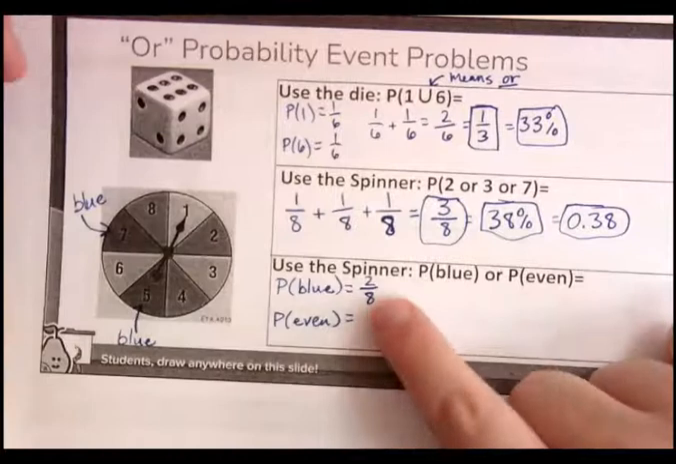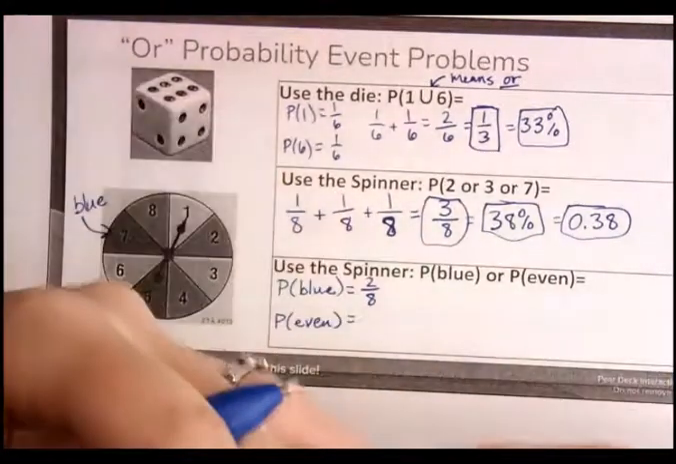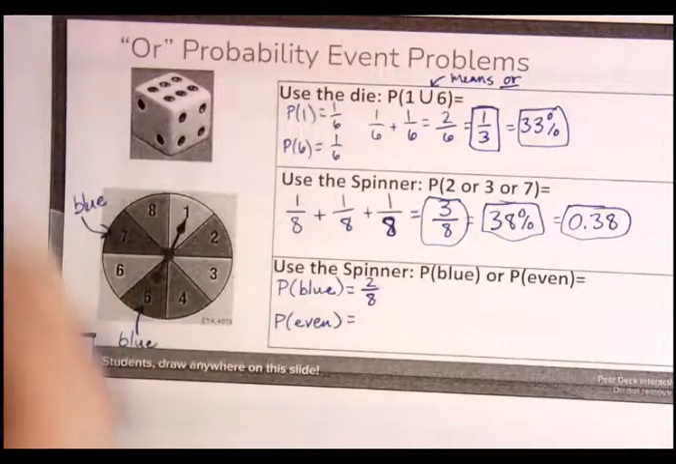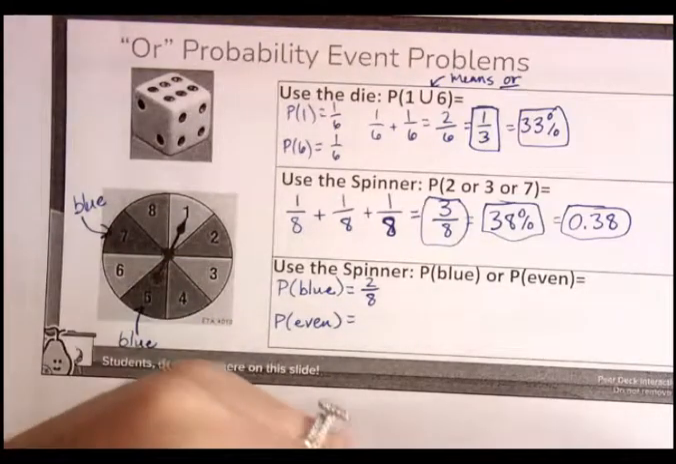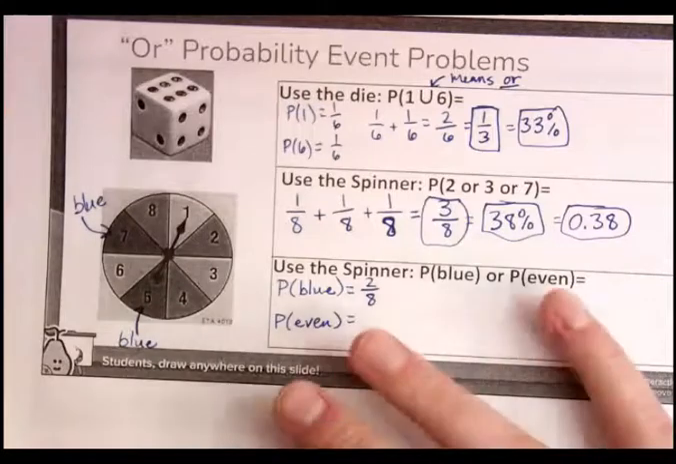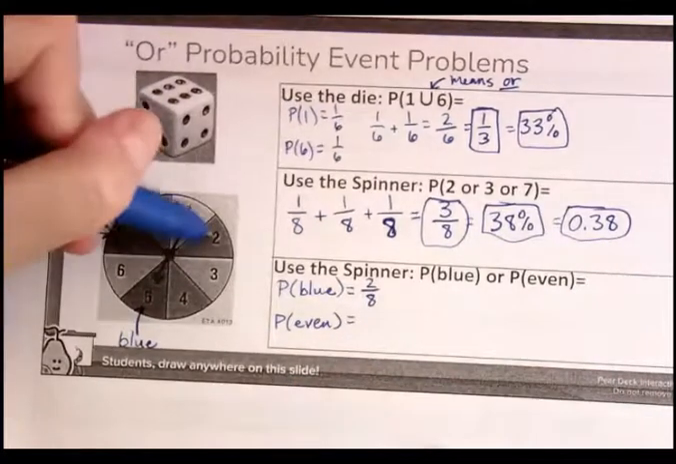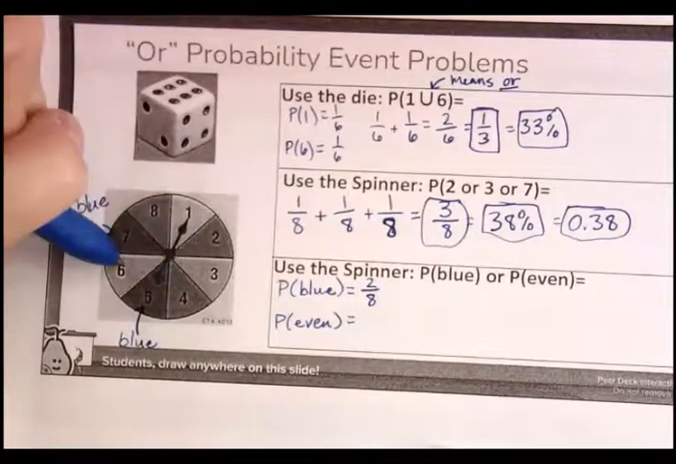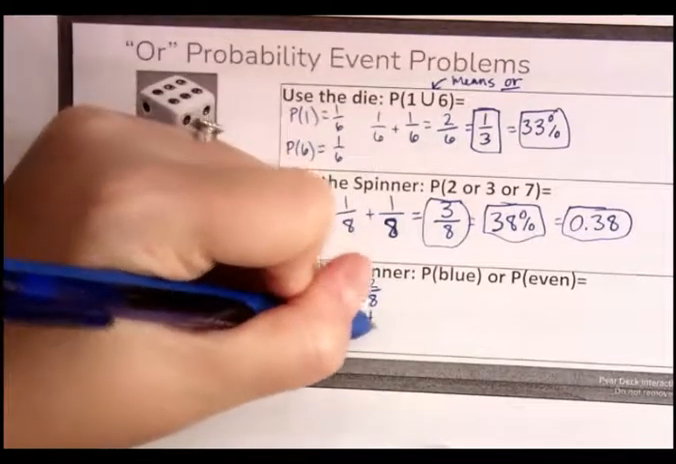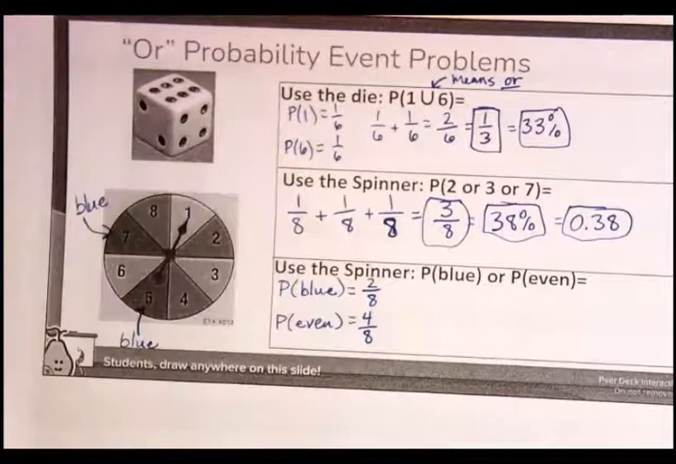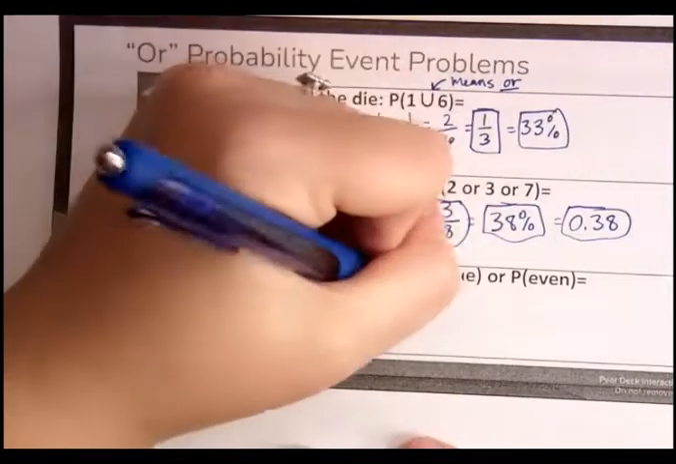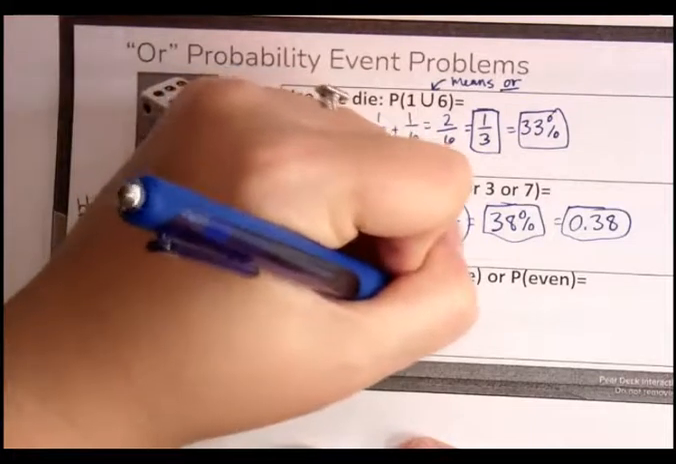And I'm actually going to wait to reduce this because when we add them together, we want them to have a common denominator. So I don't want to reduce it yet because then we'll just have to find the common denominator again. And then how many even are there? 2, 4, 6, 8. So there's 1, 2, 3, 4 out of the 8 of them are even. So 2 of the 8 are blue, 4 of the 8 are even. Now we're ready to add together.